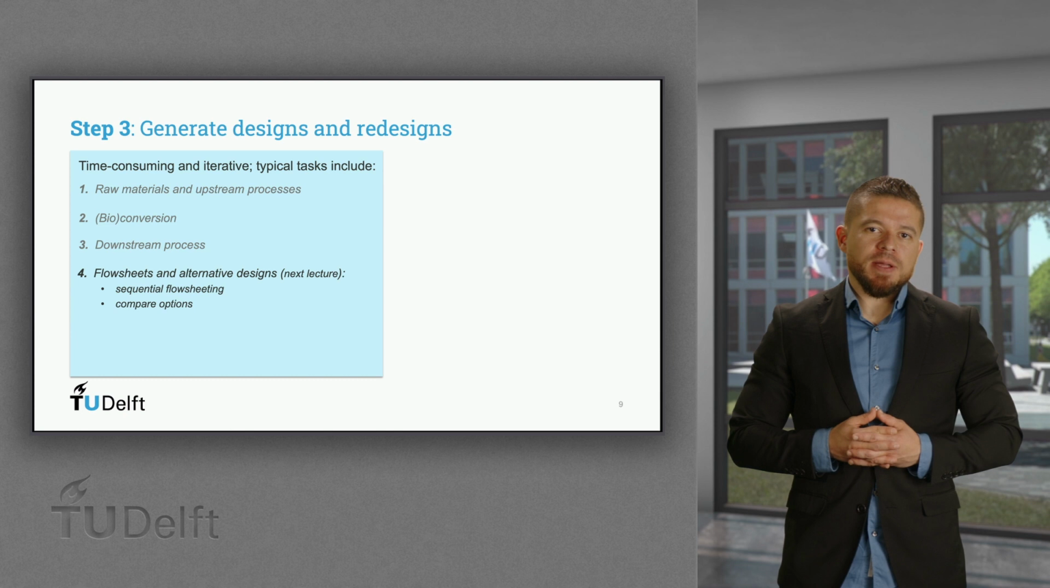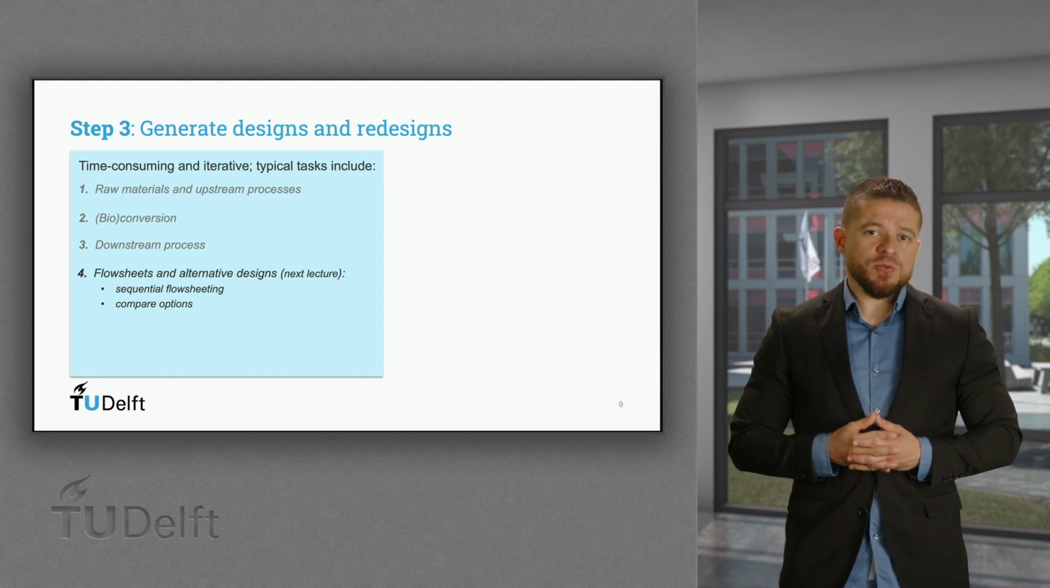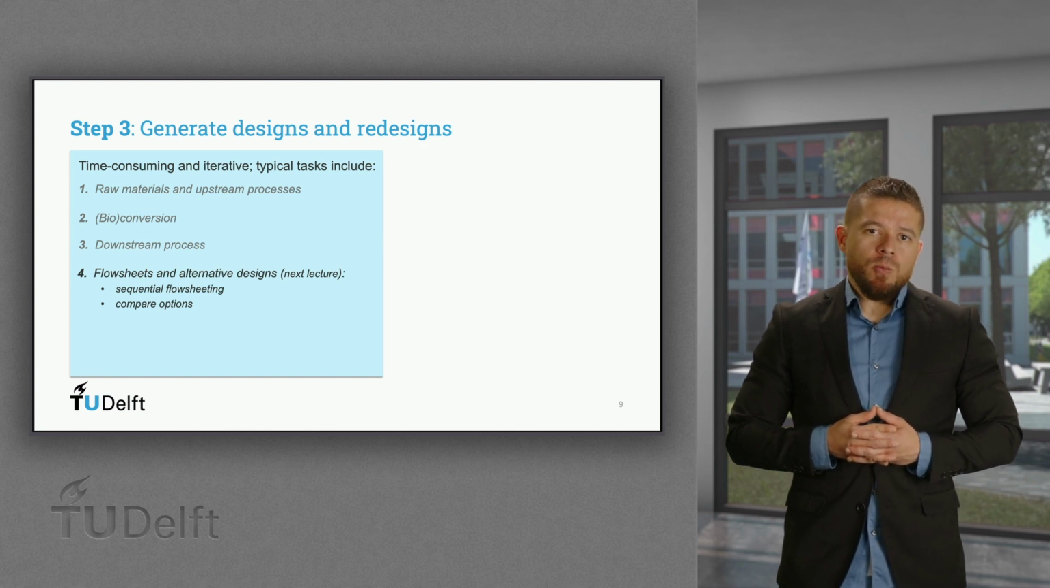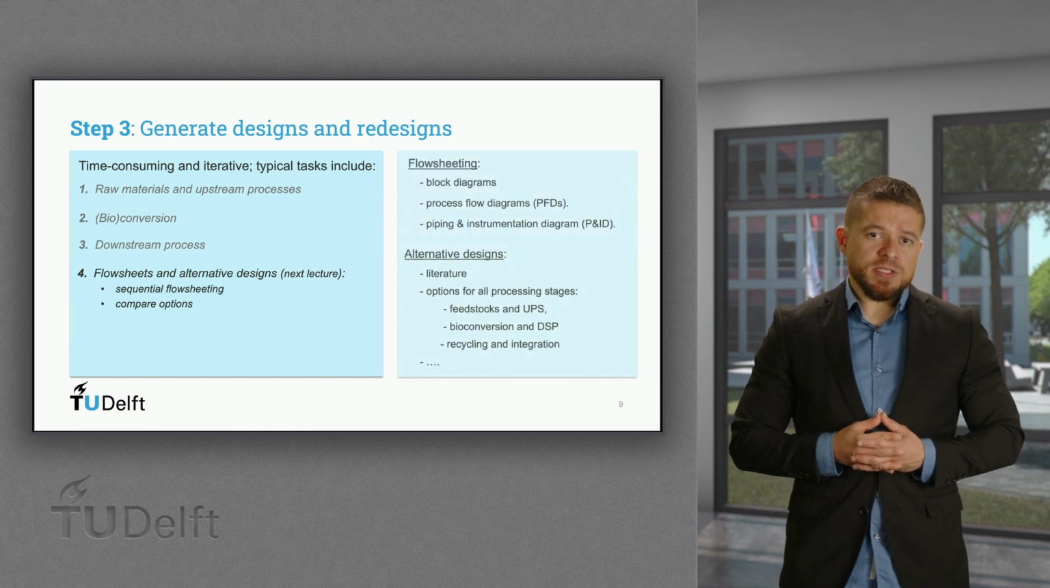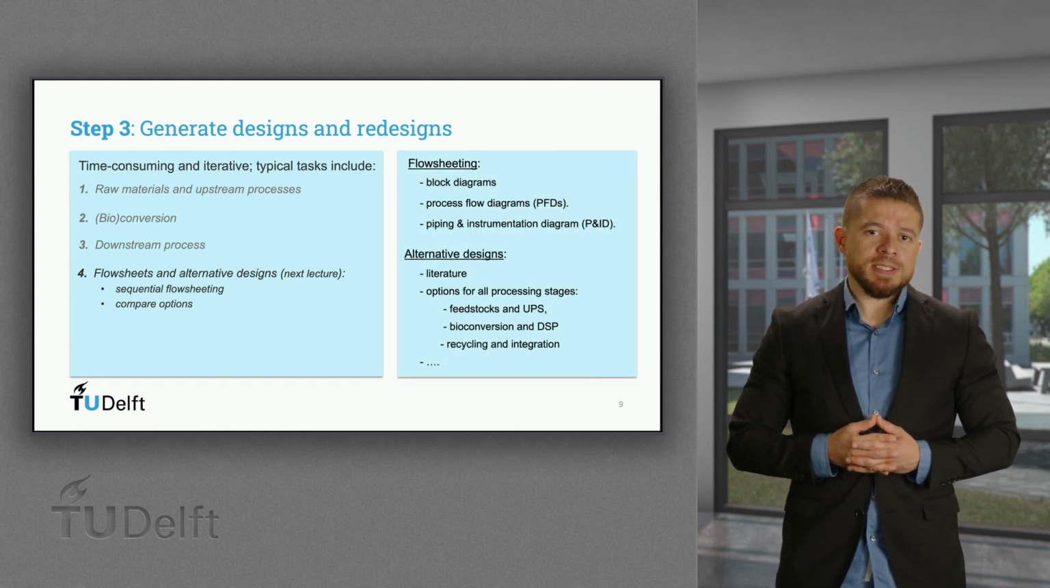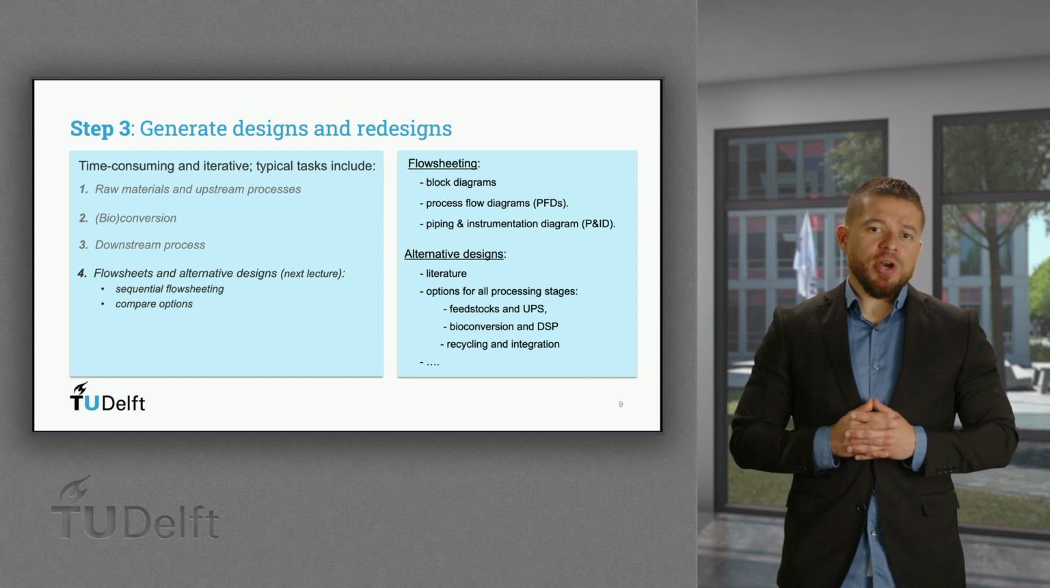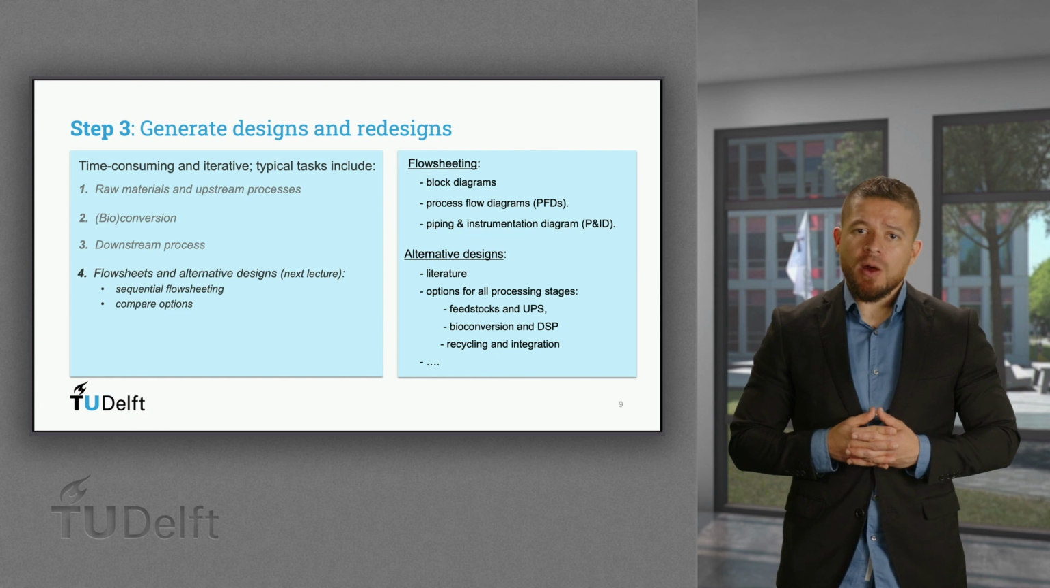Once we have selected the processing units and conditions for the different sections, we can proceed with flow sheeting and alternative designs. We will cover these points in detail in the next lecture, but for the time being, we can mention that flow sheeting is a sequential task to gradually implement more information and details in our designs.